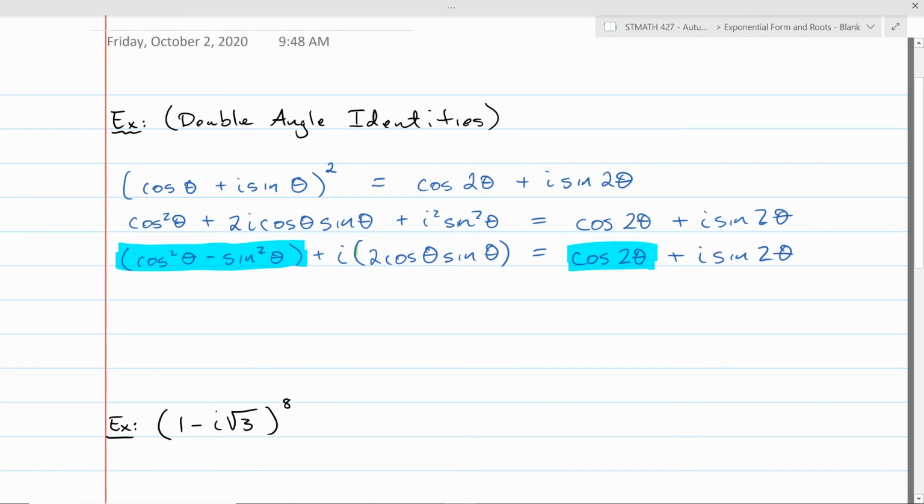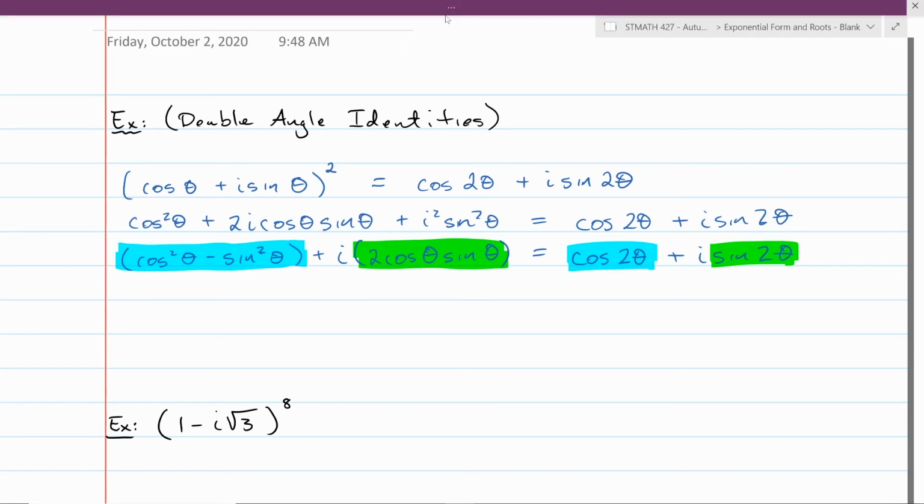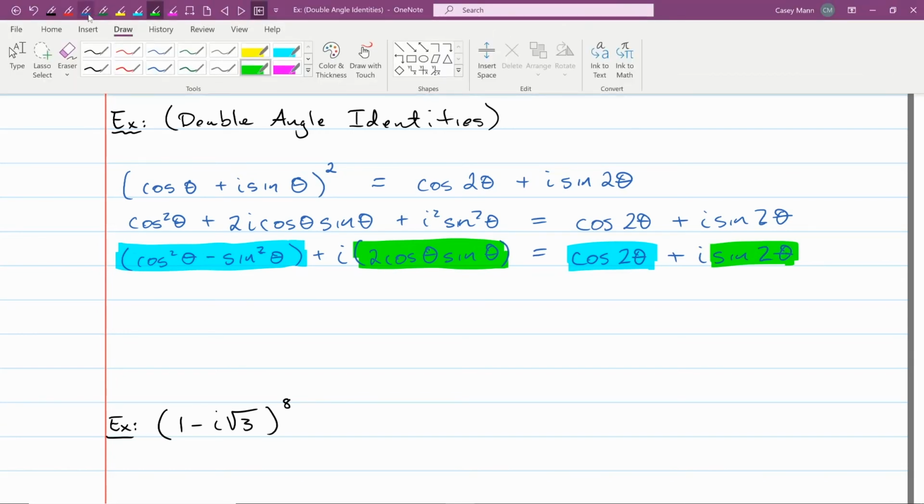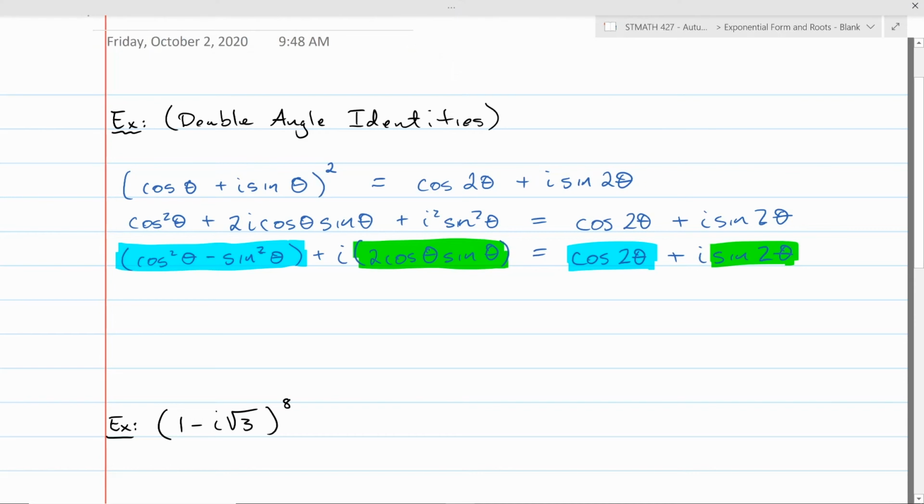And similarly, the imaginary parts have to be equal. So sine of 2 theta has to be equal to 2 cosine theta sine theta. So we've just derived double angle identities for sine and cosine. It's kind of cool. It just fell out of this thing.